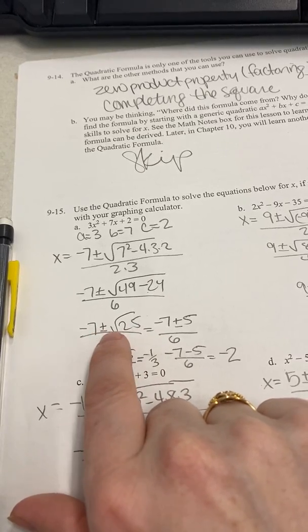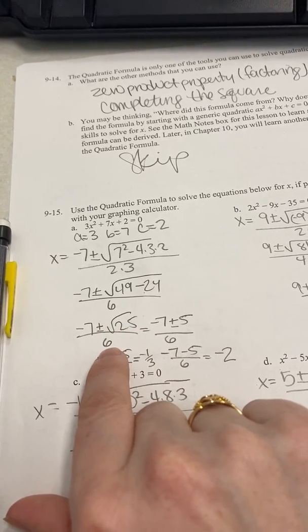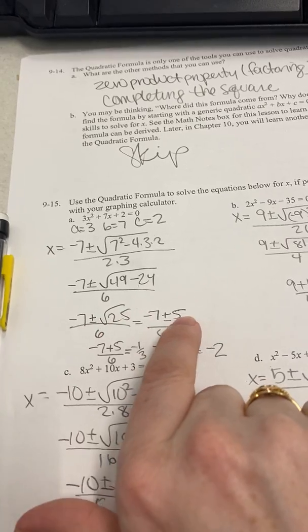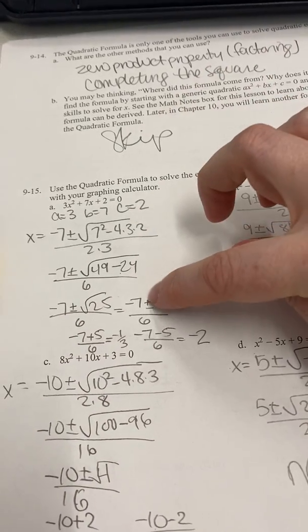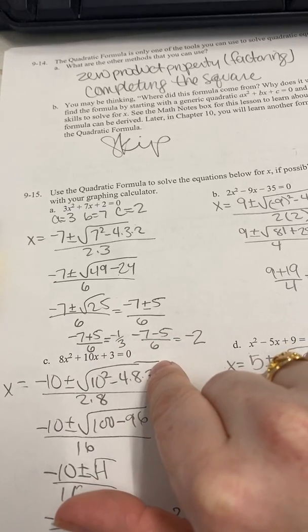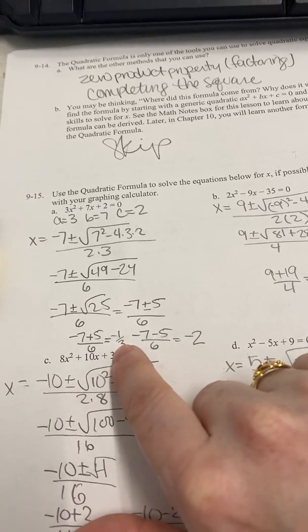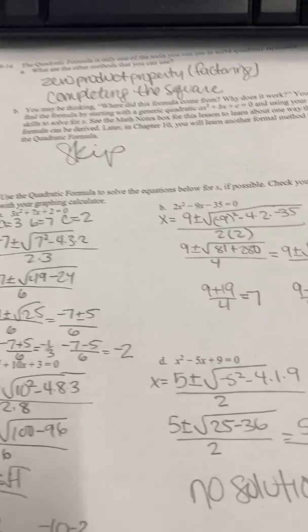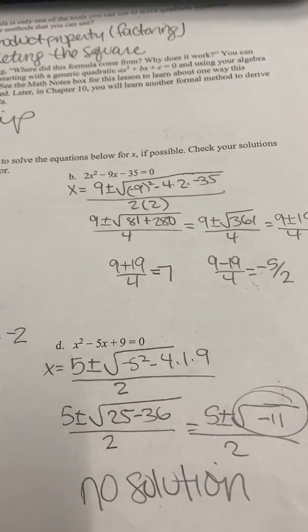So then you have negative 7 plus or minus square root of 25 over 6. Square root of 25 is 5. So then now you have negative 7 plus 5 over 6 and negative 7 minus 5 over 6. And so you get negative 1/3 and negative 2. Let's check out B.